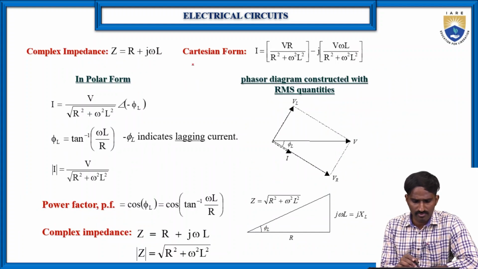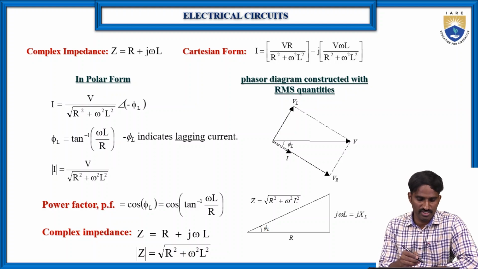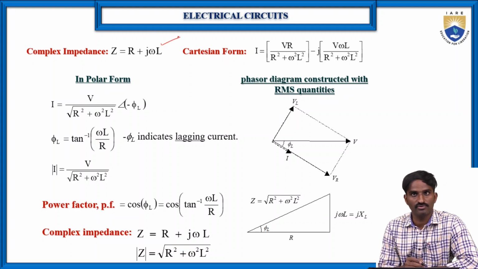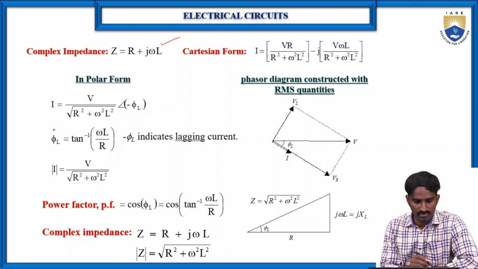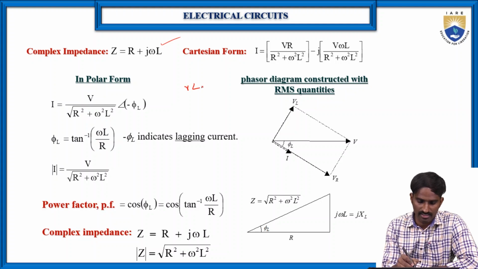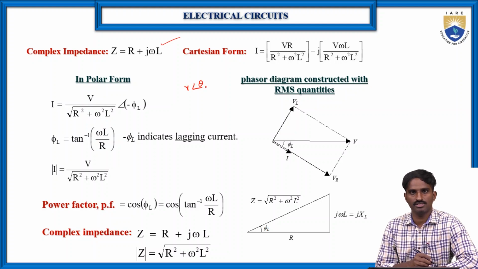This is in the complex form and this is in the Cartesian form. Both the forms that we have written, right? Of course, we can write this into the polar form also, because as you know this is the rectangular form. Then in the polar form, I is equal to V by square root of R square plus omega square L square, because you know already that it is R at an angle of theta, right? That is the polar form.